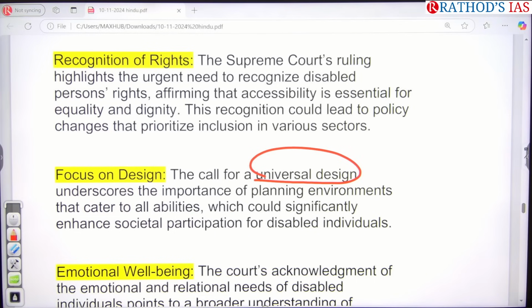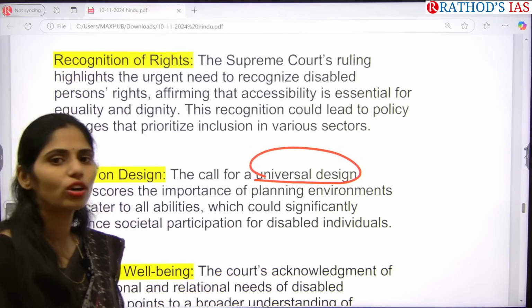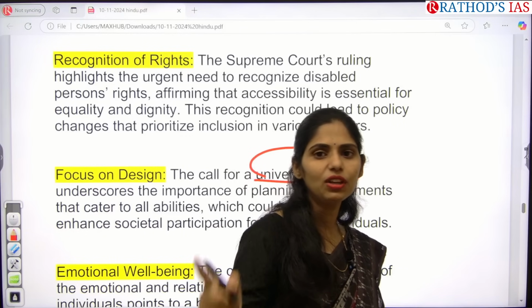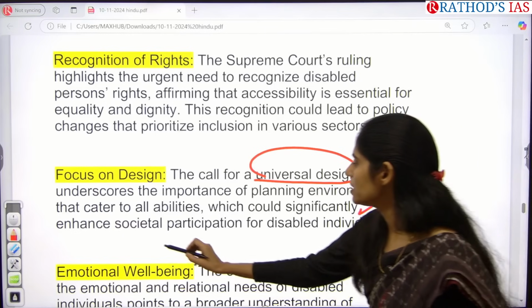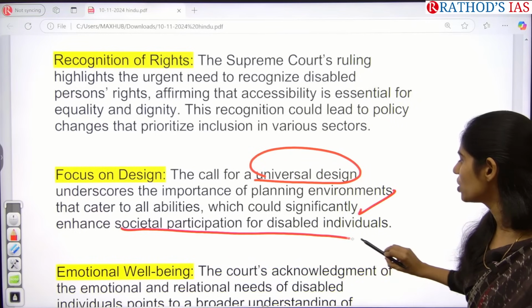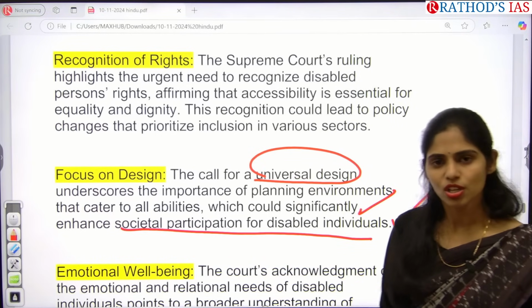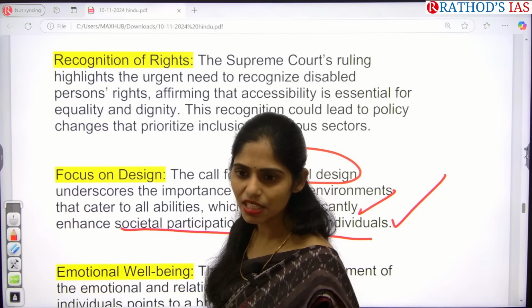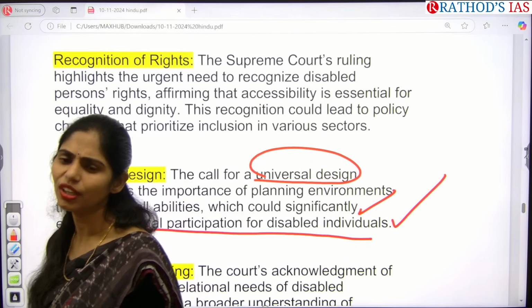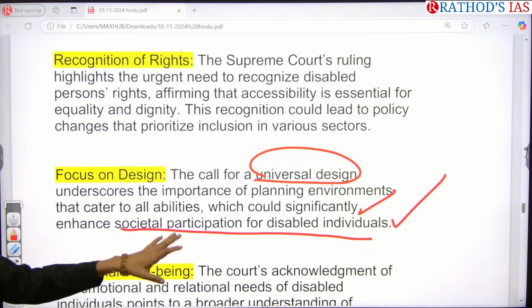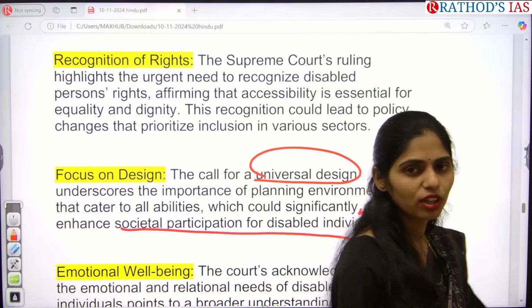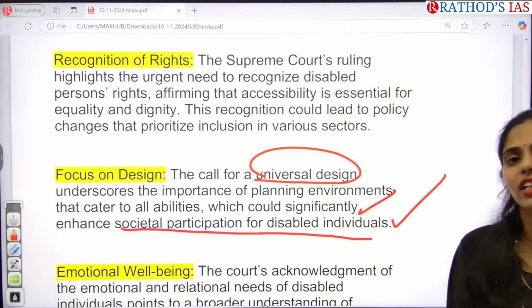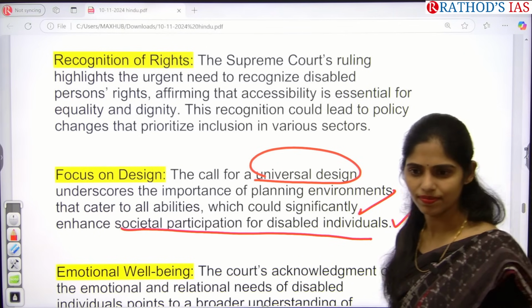So this universal design should be implemented not only in public spaces, but even in private places equally, so that we can enhance societal participation of disabled individuals. These people are just as competent as other people, but they have some disability. Based on this disability, we should not exclude them. Even if they are entering the workforce, they will also contribute to our society.